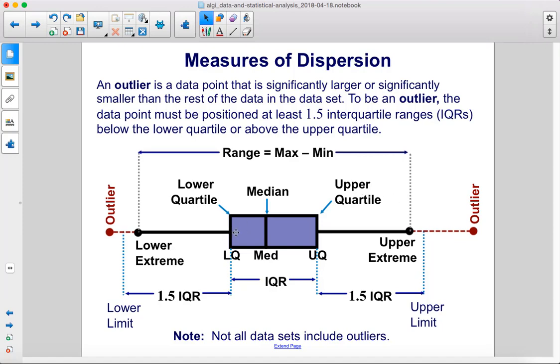So here we have our IQR, which is this distance here, and in order to be an outlier, it has to be at least this far away from the rest of the data. So this would be an outlier here, and here we have 1.5 IQR out to here, so an outlier would be over here, or it could be here, or anywhere past this point.